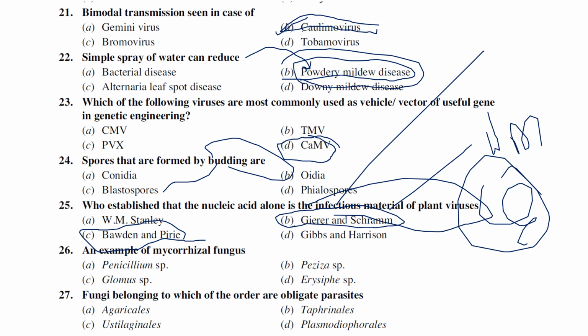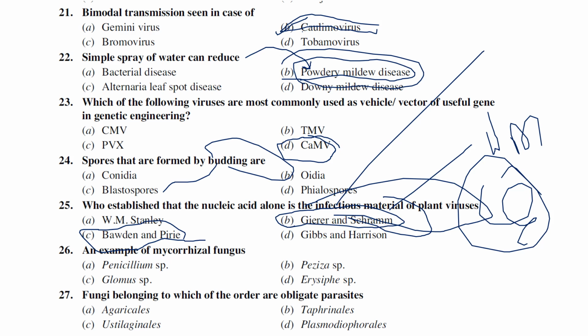In fact, like W.M. Stanley and other Nobel laureates, they might have got the Nobel Prize, but unfortunately they missed it. That's okay, no problem. But still, they made the greatest contributions to the field of virology, undoubtedly. And so the answer is Gierer and Schramm, who established the concept that nucleic acid alone serves as the infectious material of plant viruses.